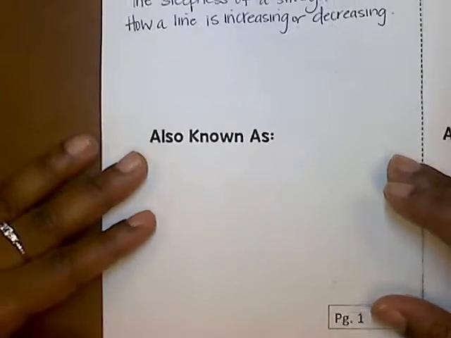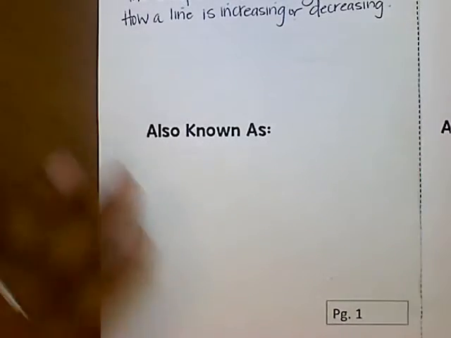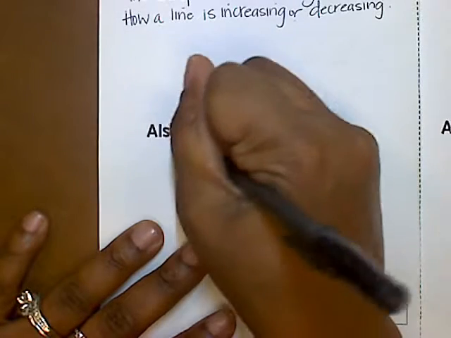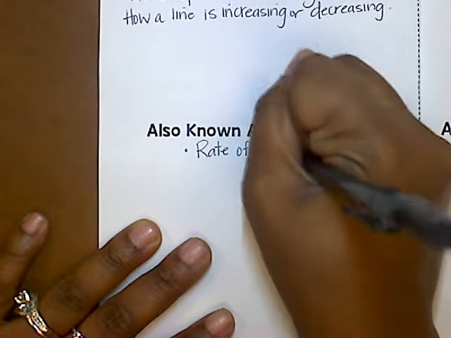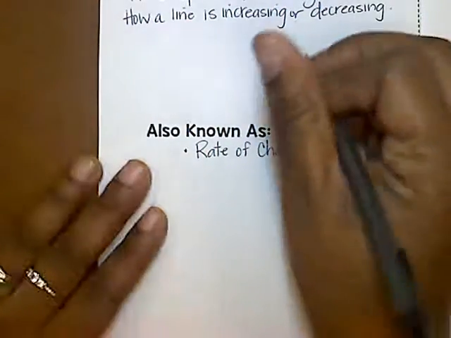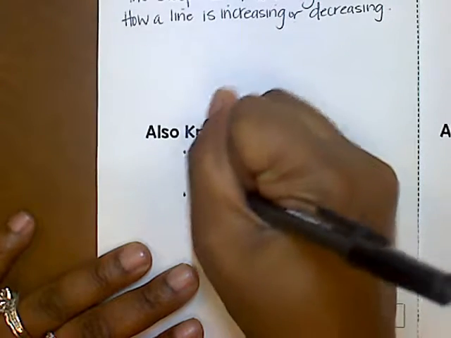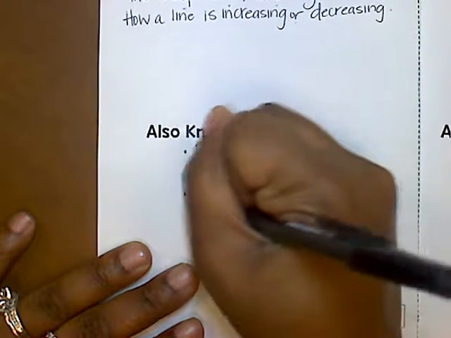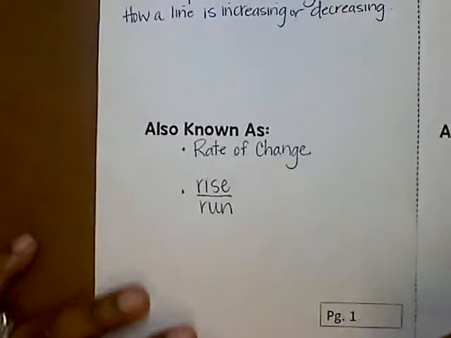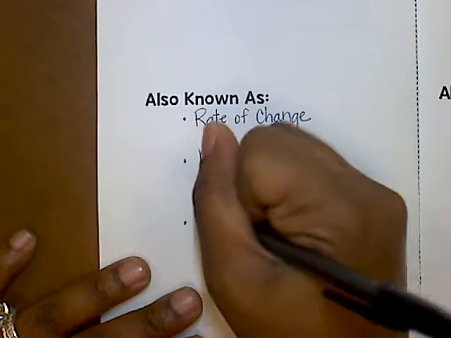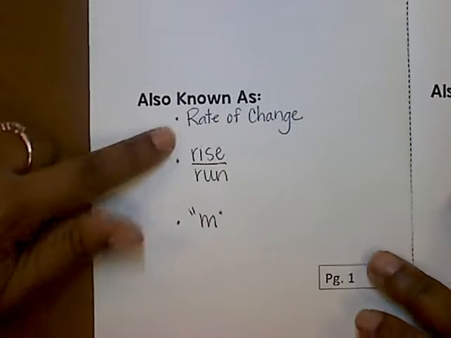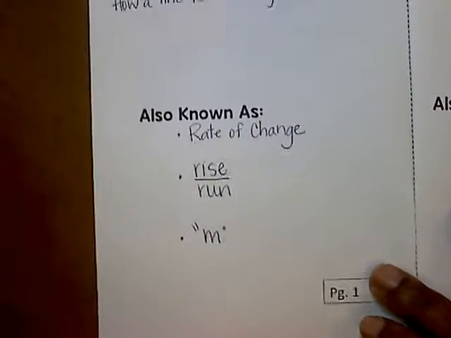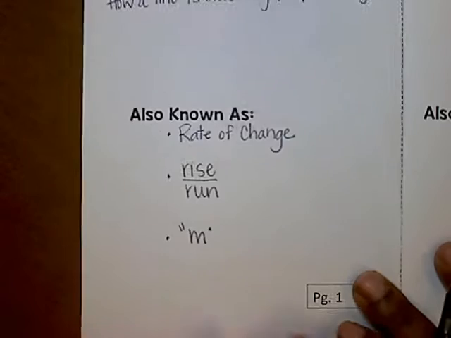And we know slope is also known as rate of change. I'm just bullet pointing these. We know it's also called rise over run. And lastly, we know it's called the letter M. So you'll be hearing or referring to these as all 3 of these. Again, it's all the same. It's all your slope.